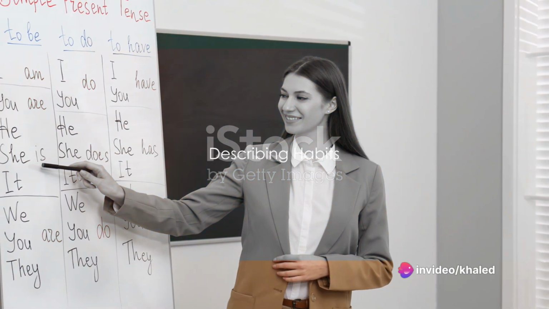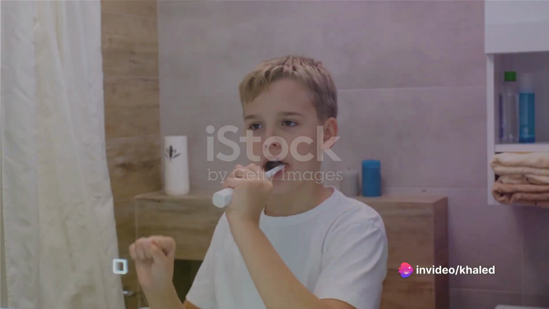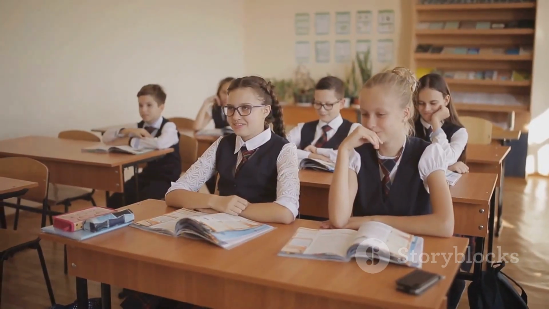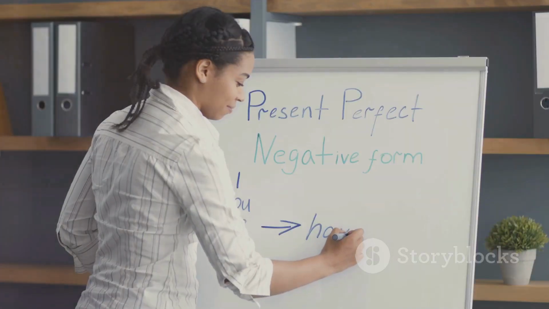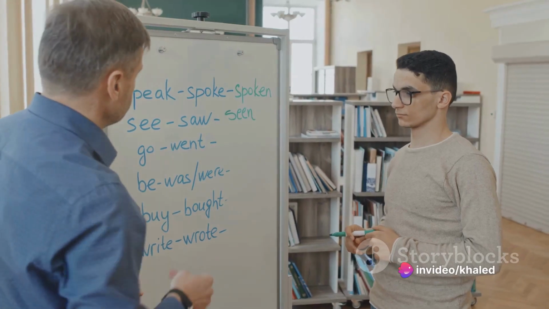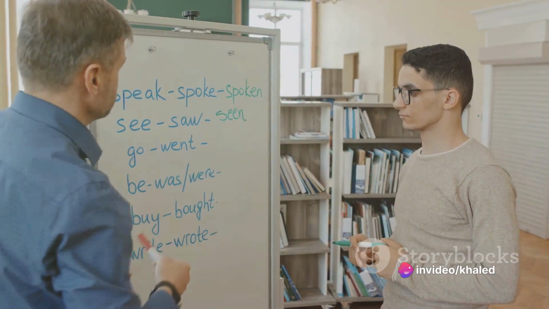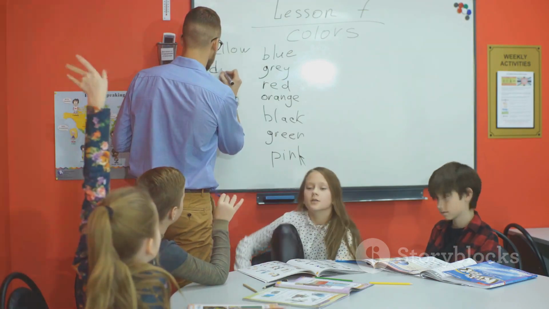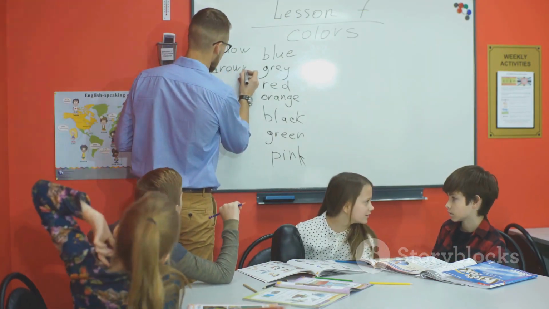Think about your morning routine. You wake up, brush your teeth, have breakfast, and maybe go for a jog. All of these actions are habits, actions we do regularly. In English, we use the present simple tense to express these actions. I wake up at 6. She brushes her teeth after breakfast. They go for a jog every morning. These sentences all use the present simple tense to describe habitual actions.